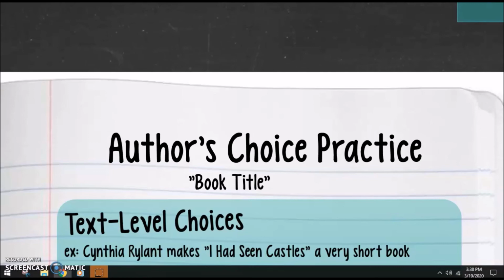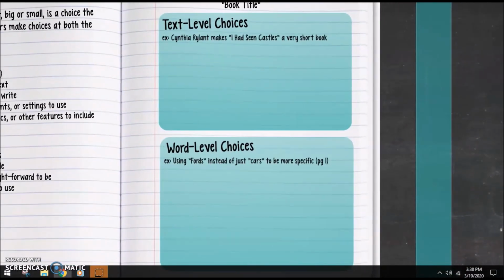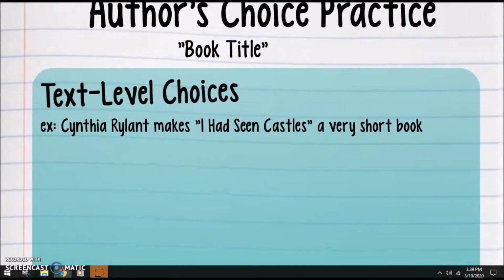So we're going to make two boxes. The first one is going to say text level choices. These don't have to be perfect boxes. You don't have to break out your ruler and measure them, but we're talking about two boxes that take up the entire page. So half of it is text level choices, and the other half is word level choices. In this first box, we're going to talk about text level choices as a whole. Go back to your notes, look on the left-hand side, and see what we mean by text level choices, okay? And don't forget, you need to put my example: the author, Cynthia Rowlett, makes I Had Seen Castles a very short book. That is a text level choice. So you're going to look through your story, your book, and look at the big picture on why they made the choices that they made, all right?